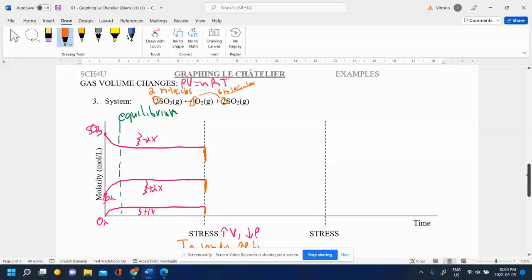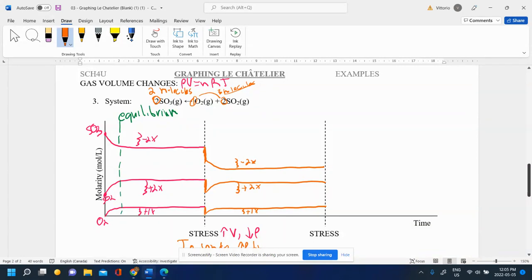So let's make our shift happen. If our shift happens, that means that the SO3 is being used up because we're going towards the right side, until it flatlines and we're at equilibrium. The SO2 and O2 are being produced. So O2 will go up until it flatlines. And SO2 will go up as well until it flatlines. Remember that the change that happened here was about plus 1x because O2 is just 1. The change that happened here was plus 2x because SO2 has a 2 in front. And the change that happened here was about minus 2x, whatever number of moles it was relative to the others, because the 2 is in the front there.